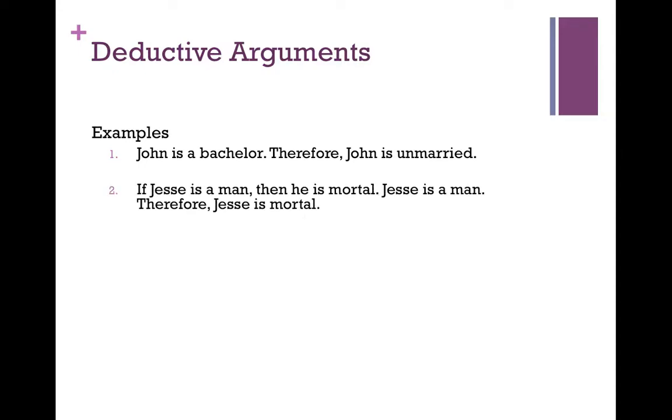Here's another example. If Jesse is a man, then he is mortal. Jesse is a man, therefore Jesse is mortal. Again, look at the premises. Number one, if Jesse is a man, he's mortal. Premise two, Jesse is a man. Now, assume that those are true. We don't know if they are. We don't know if they're true or false. Doesn't matter, but assume they are. Does the conclusion have to follow with necessity? And the answer is yes. Notice here, going back to something I said earlier, the conclusion in both of these is contained within the premise or the premises in some way or another.